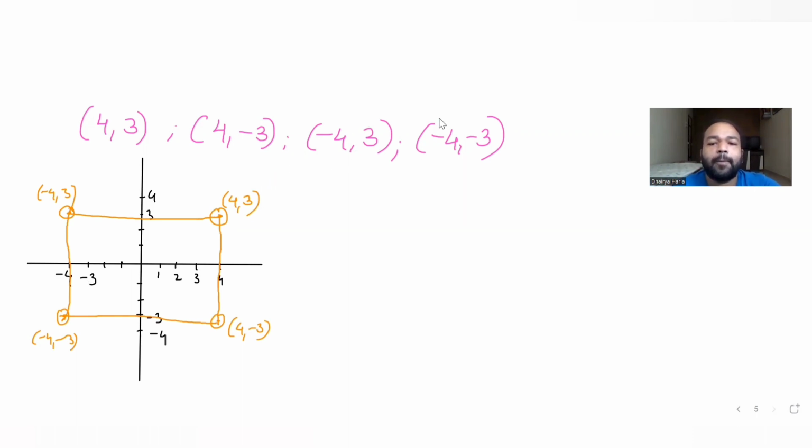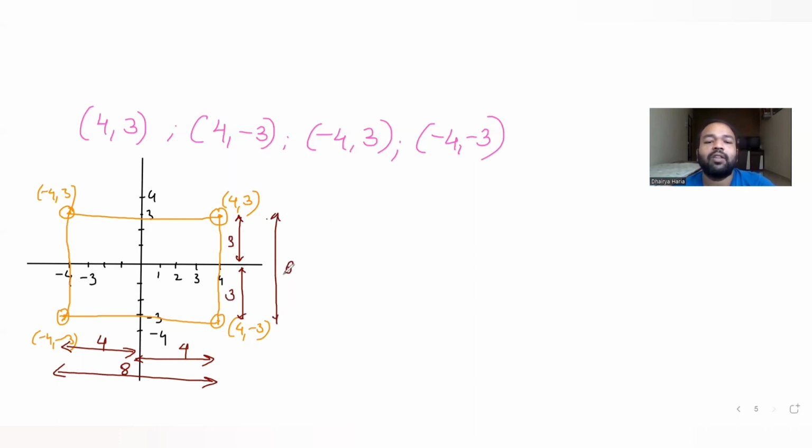Now if I want to find the area of the rectangle, I can find the length of the rectangle and the breadth. Length of the rectangle, if I want to find out, I know this is 4 coordinate in the x-axis, so this distance is 4, as well as this distance is also 4. So the total distance becomes 8 units. If I talk of the breadth here, this is 3 units, this is 3 units. The total again becomes 6. So I get the length of the rectangle 8 and the breadth of the rectangle 6.